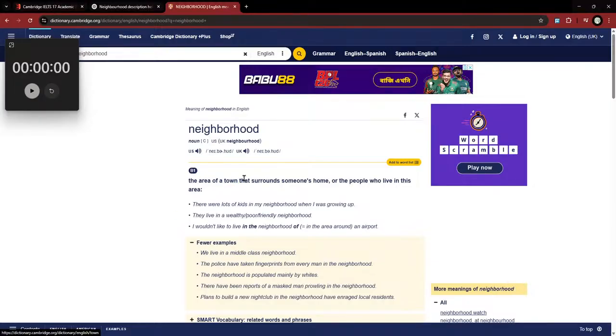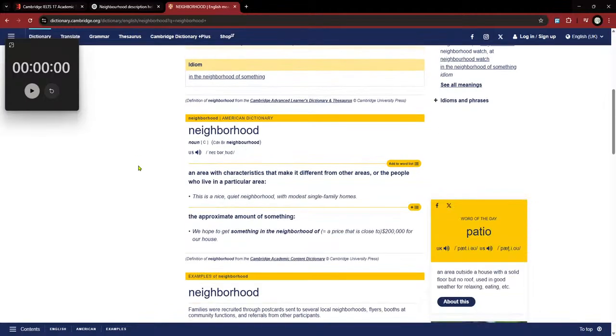The area of a town that surrounds someone's home, or the people who live in the area. There were lots of kids in my neighborhood when I was growing up. Okay. So neighborhood does not mean only someone's home. It also means the people who live in this area. Okay, maybe that makes sense. An area's characteristics make a difference between areas and people.